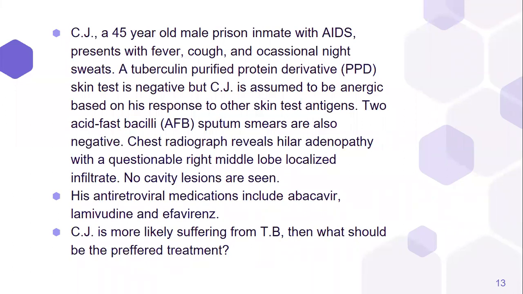CJ, a 45-year-old male prison inmate with AIDS, presents with fever, cough, and occasional night sweats. A tuberculin purified protein derivative skin test is negative, where CJ is assumed to be anergic based on his response to other skin test antigens. Two acid-fast bacilli sputum smears are also negative. Chest radiograph reveals hilar adenopathy with a questionable right middle lobe localized infiltrate. No cavity lesions are seen. His antiretroviral medications include abacavir, lamivudine, and efavirenz. CJ is more likely suffering from TB, then what should be the preferred treatment?